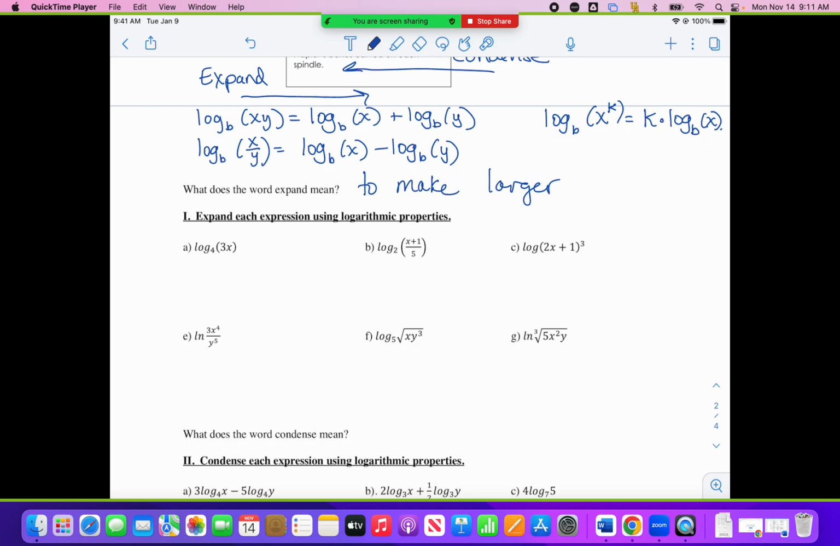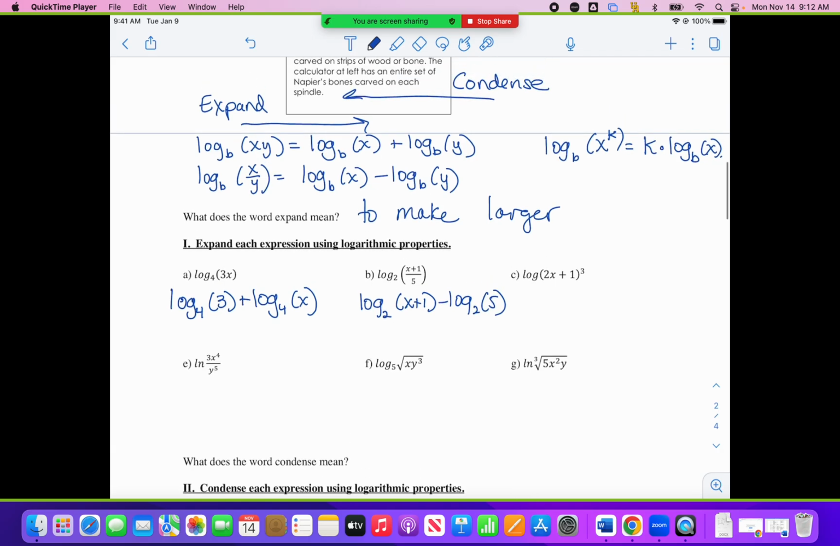So what does the word expand mean? Make larger. Okay, we want to make this larger. So this is a product. So this is going to become the log base 4 of 3 plus the log base 4 of x. Letter B, this is a quotient. So I'm going to do the log base 2 of x plus 1 minus the log base 2 of 5.